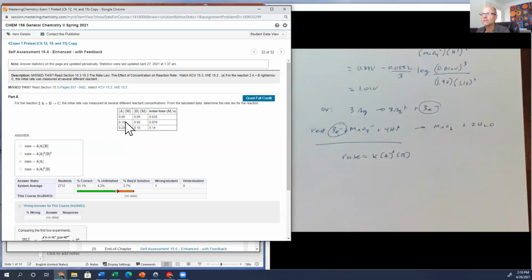So you can look at the change from here to here. Here you double A, right? What do you expect from doubling A? You expect the rate to double because you already know it's first order with respect to A. You double B, and notice that there's no additional effect due to doubling B, right? So what does that tell you about the order with respect to B?